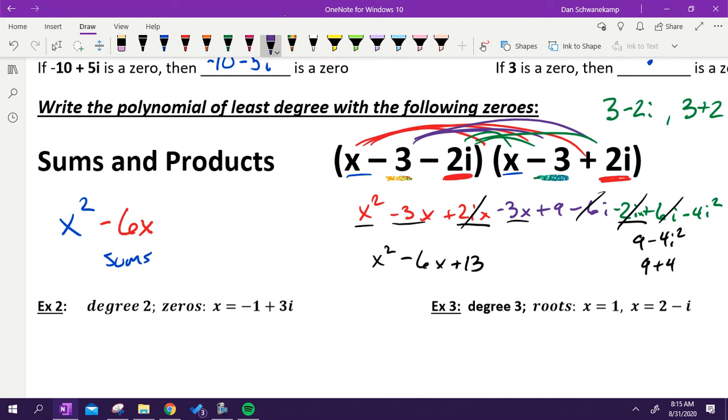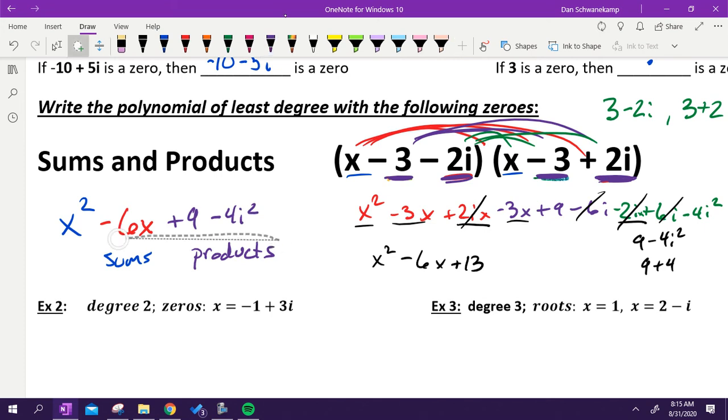Then we're doing products. We're taking the imaginary numbers and the real numbers and multiplying them with each other. So I'm going to take negative 3 times negative 3. What's negative 3 times negative 3? 9. This is the product step. And then I'm going to take negative 2i times a positive 2i, negative 4i squared. Okay, that was sums and products.